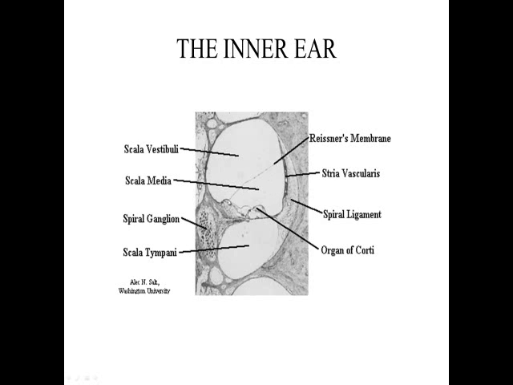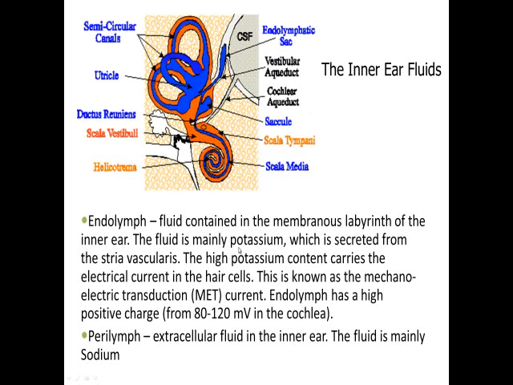And it is separated by these membranes, Reisner's membrane and the basilar membrane, from the perilymph-filled fluid in the scala vestibuli and the scala tympani. These fluids are very different, both with respect to their ionic content, endolymph high in potassium, perilymph high in sodium, and also very different from one another with respect to their voltage.